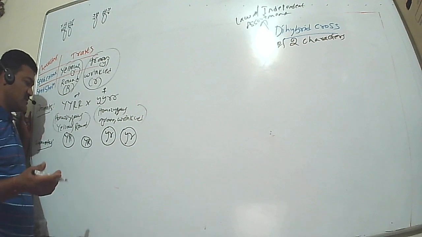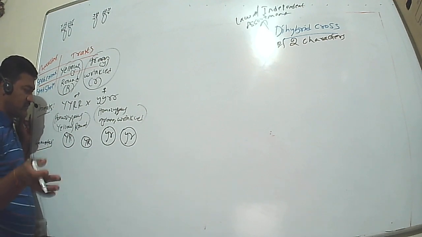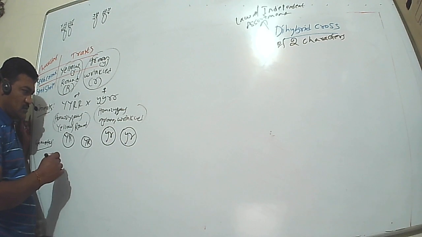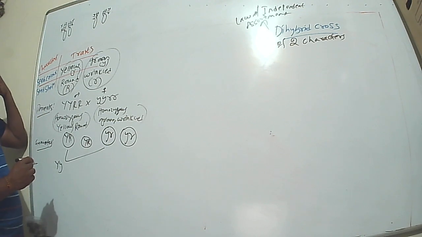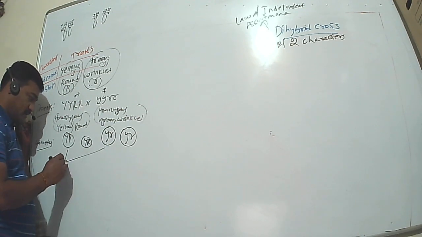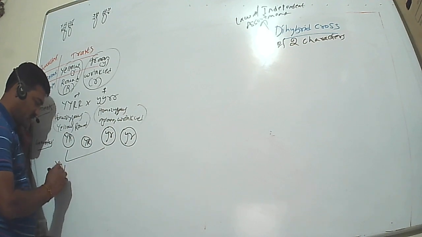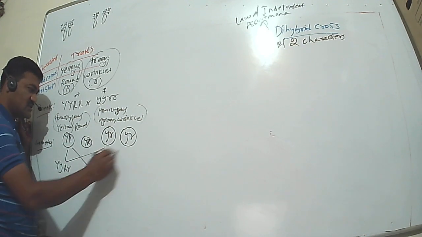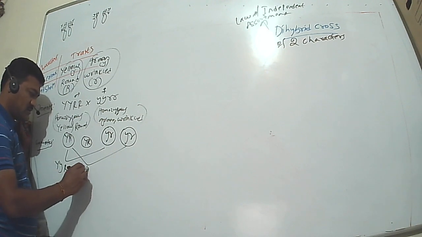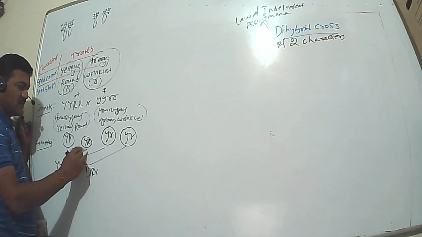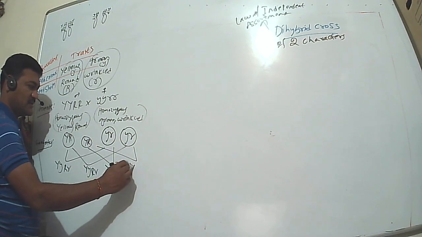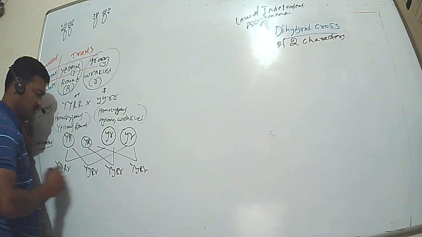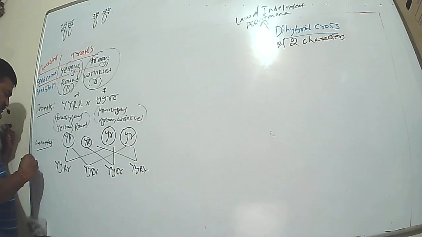Now look at the possible fertilizations to find out what F1 plants I get. If this fertilizes with this, I get capital Y, small y, and capital R, small r. If this fertilizes with this, I'm going to get capital Y, small y, capital R, small r. And this with this, capital Y, small y, capital R, small r. And this with this, capital Y, small y, capital R, small r. I got the same plants everywhere. The genotype is the same everywhere.